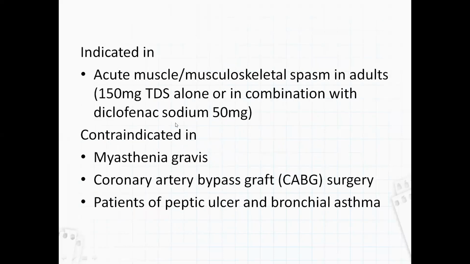So it is indicated in acute muscle or musculoskeletal spasm in adults. The dose of the drug is 150 milligrams 3 times a day alone or in combination with diclofenac sodium 50 milligrams. And this is the indication. This is contraindicated in myasthenia gravis and any perioperative conditions in coronary artery bypass graft surgery, that is CABG. It is absolutely contraindicated, and in patients of peptic ulcer and bronchial asthma, here also we should not use this drug.